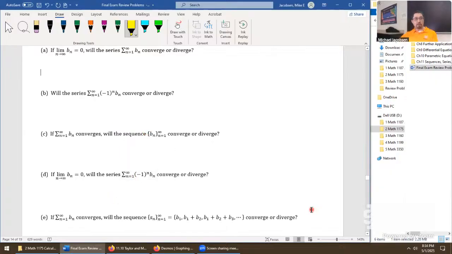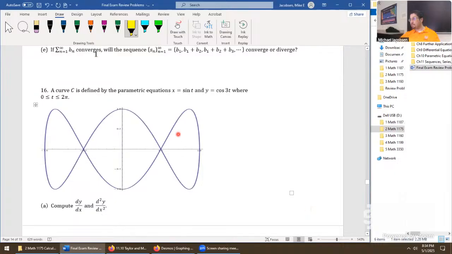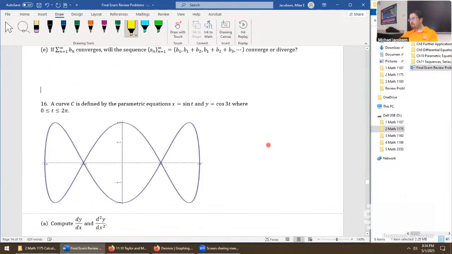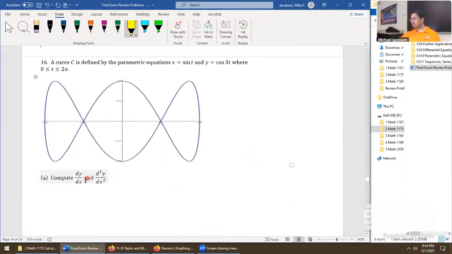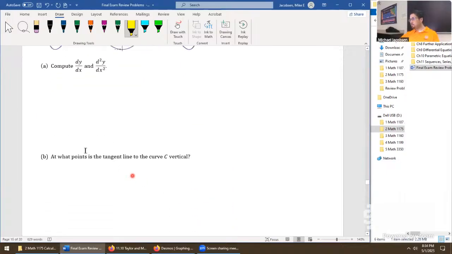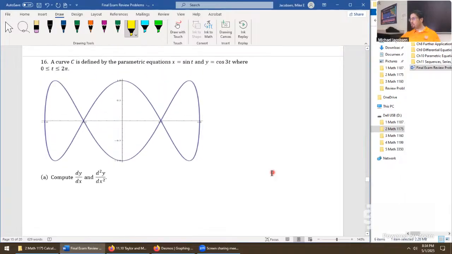So it's an interesting problem. I'll give the full solution on this one. This is the one that would be a potential extra credit question. This came from section 10.2. Looks like all I asked of you on this kind of problem was doing these two derivatives here. And, oh, a follow-up question on which points the tangent line is vertical. So this could be a potential extra credit question as well.